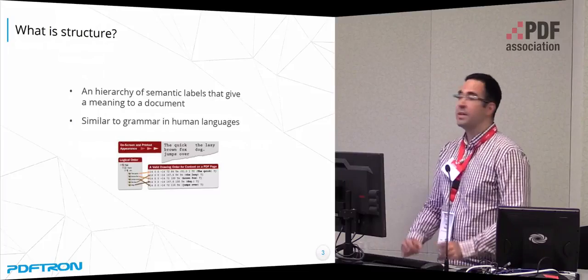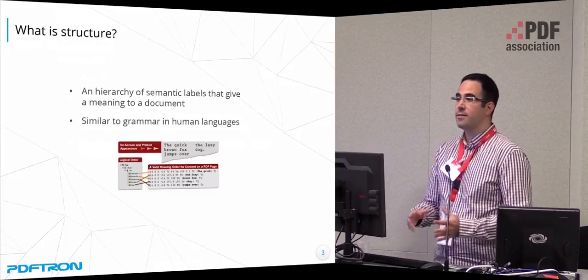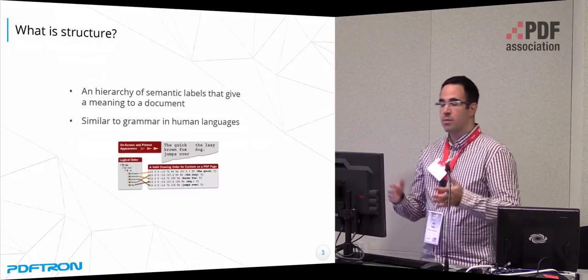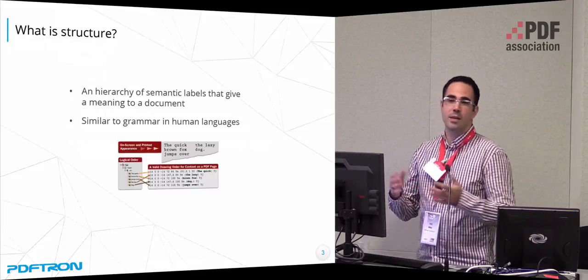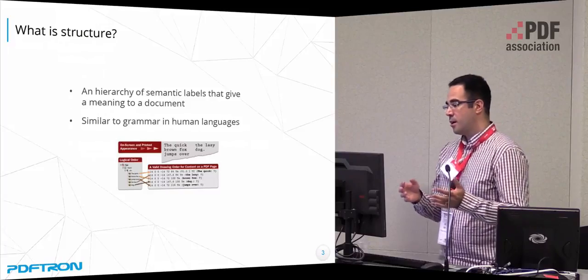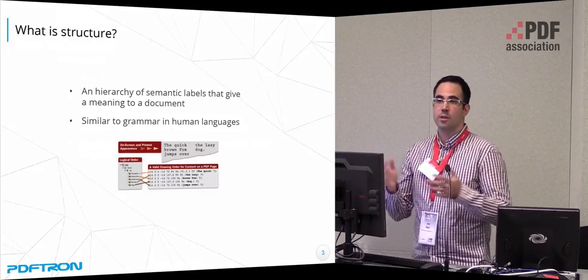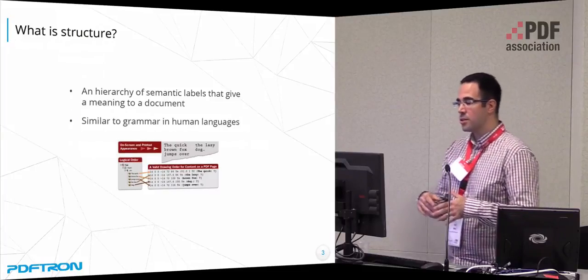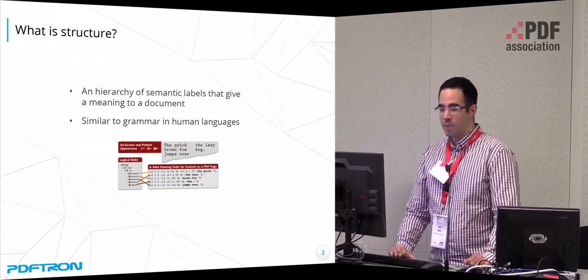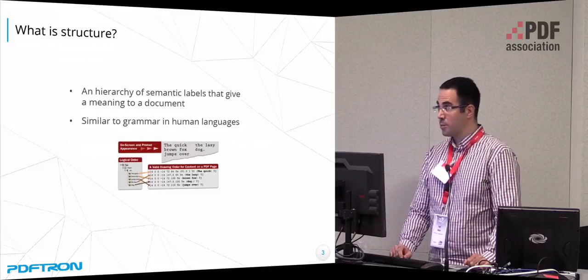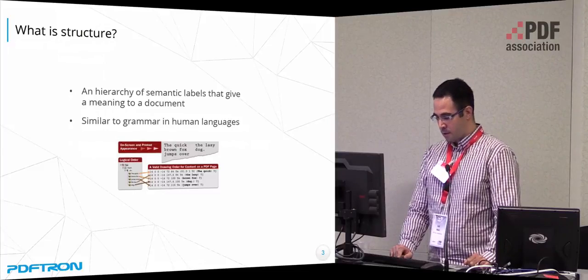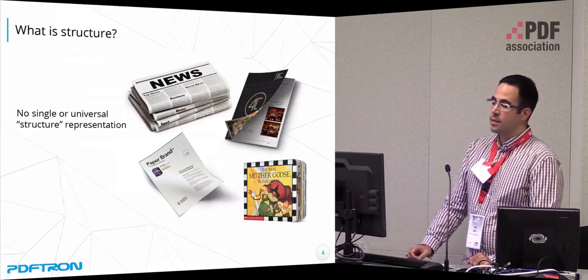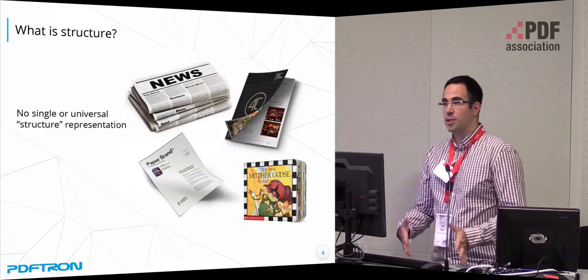So for example, a bit of text on a page might be identified and labeled as a table cell, and that table cell might belong to a larger table, which might span multiple pages, which might in turn be part of a section or a book chapter, and so forth. In some ways, logical structure is similar to grammar in human languages, with some important differences. A couple of things to note about the structure is that there is no single or universal structure representation out there.